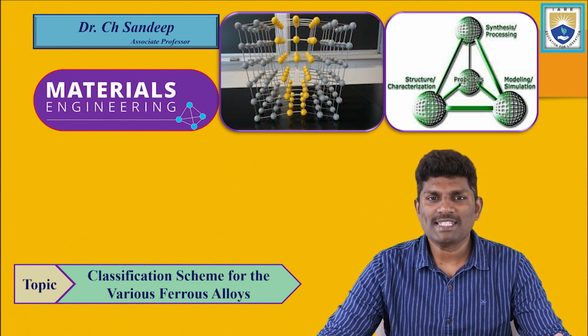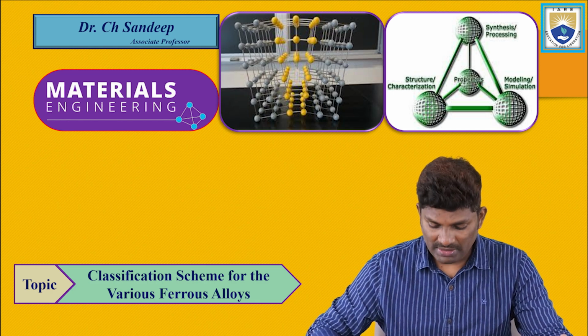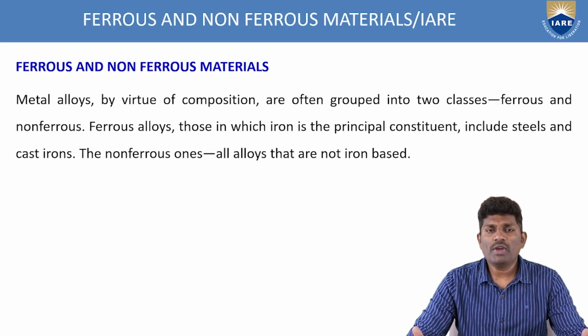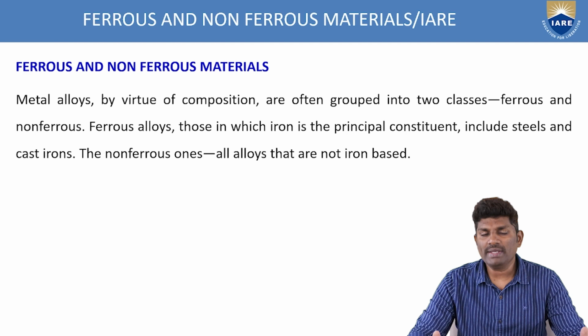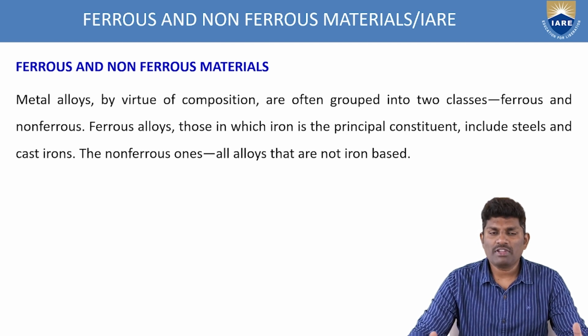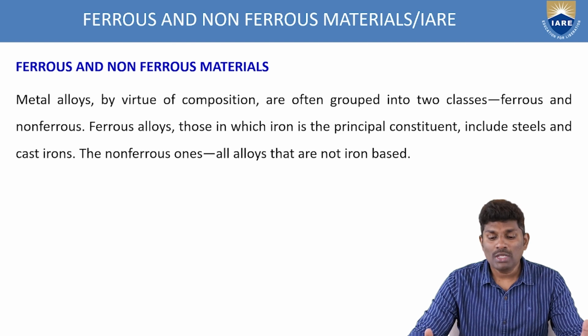Today we are going to discuss the classification scheme for various types of ferrous alloys. Before going to the classification of these alloys, first of all we have to know the difference between ferrous and non-ferrous materials. Metal alloys, by virtue of composition, are often grouped into two classes: the ferrous and the non-ferrous.